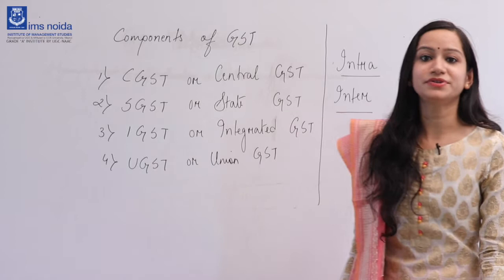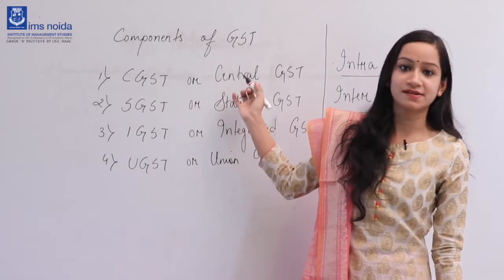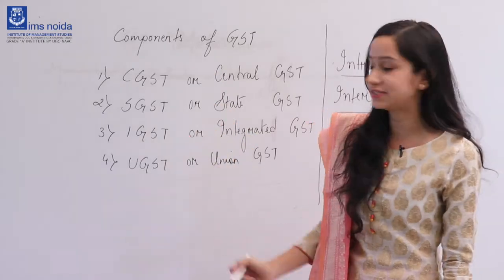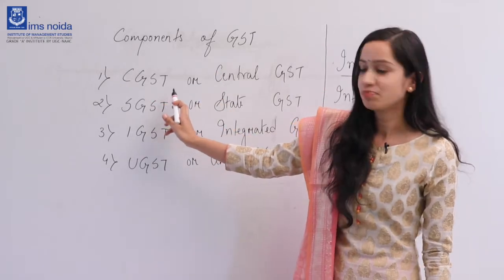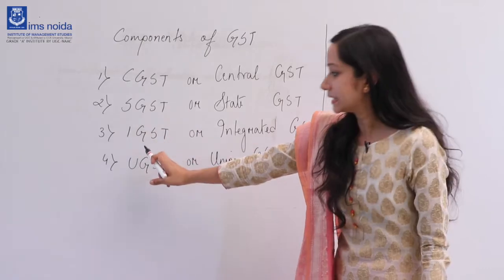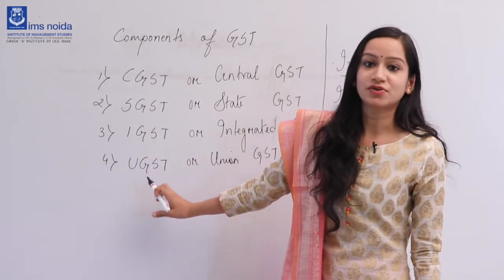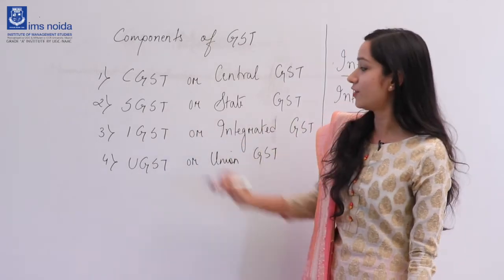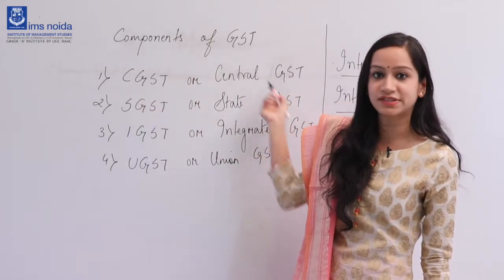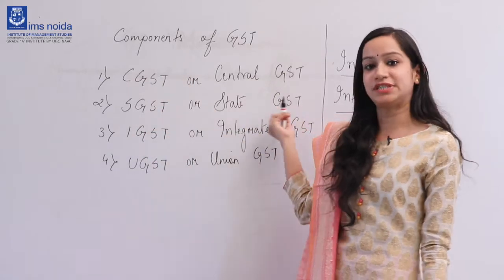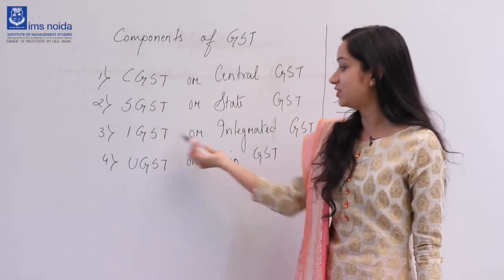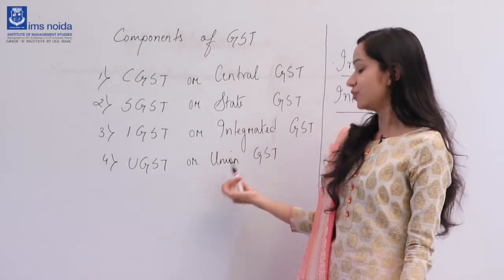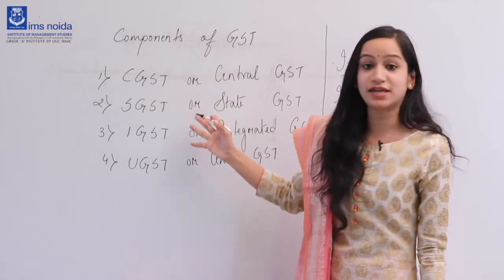Okay, now we are going to start with the components of goods and service tax. There are basically 4 components of goods and service tax. One is CGST, one is SGST, the third one is IGST, and the last one is UGST, which we also say UTGST. The full form of CGST is Central Goods and Service Tax, SGST stands for State Goods and Service Tax, IGST stands for Integrated Goods and Service Tax, and UGST stands for Union Goods and Service Tax. Now what are they actually?